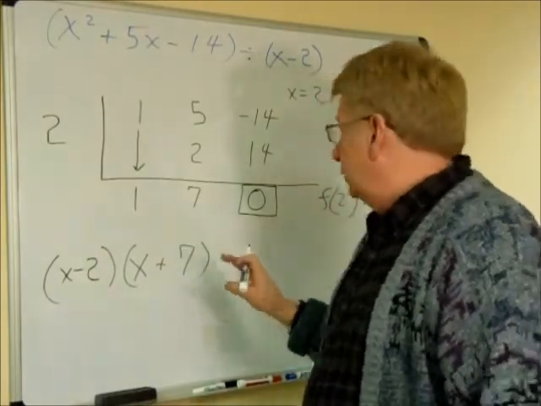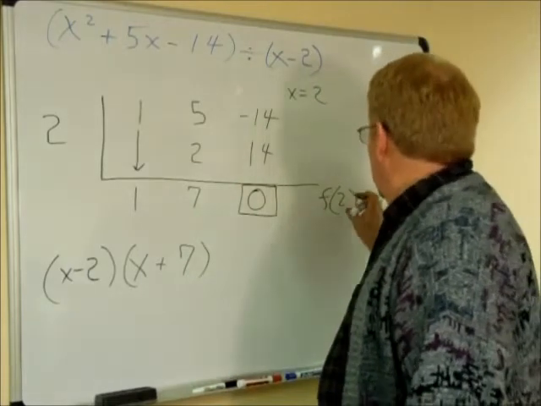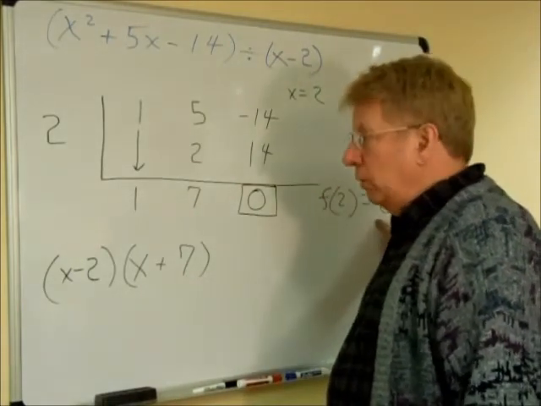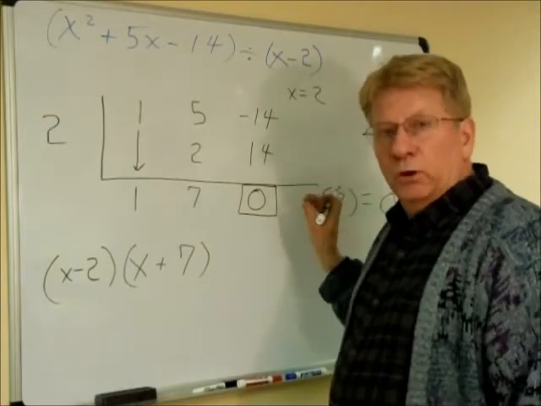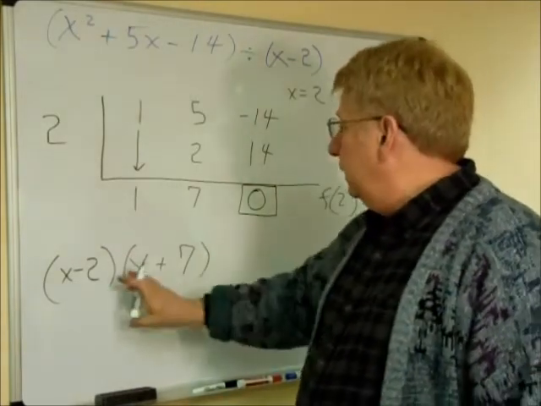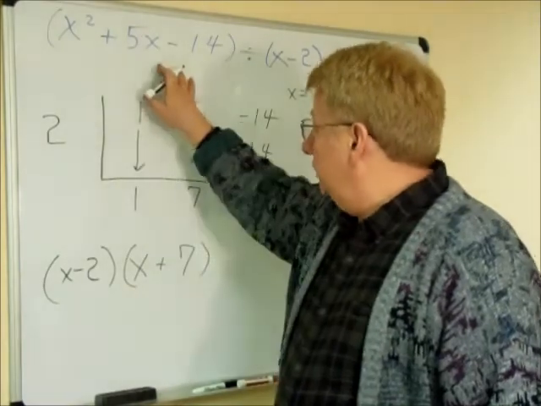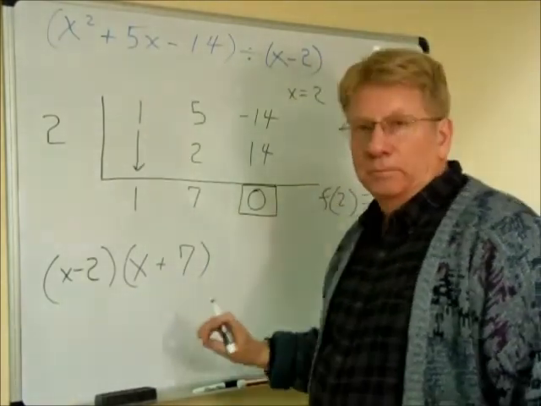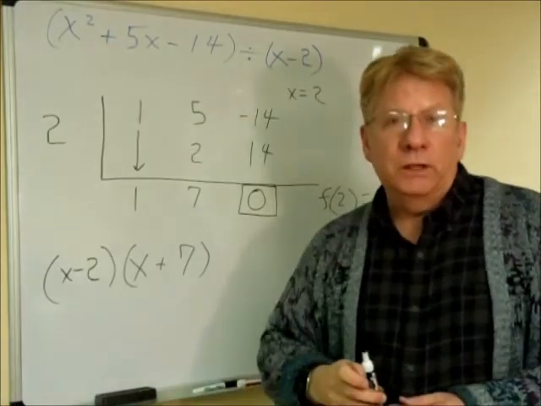So synthetic division allowed us to substitute a 2 into the function and get a result of 0. That's substitution, but it also allowed us to factor, and dividing by x minus 2 left us with an x plus 7 and no remainder. So that's synthetic division.